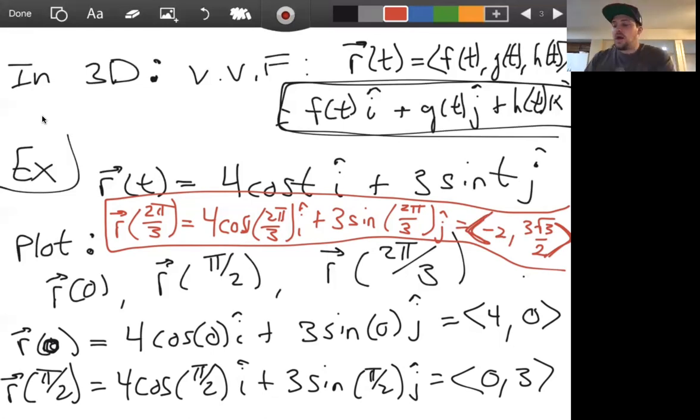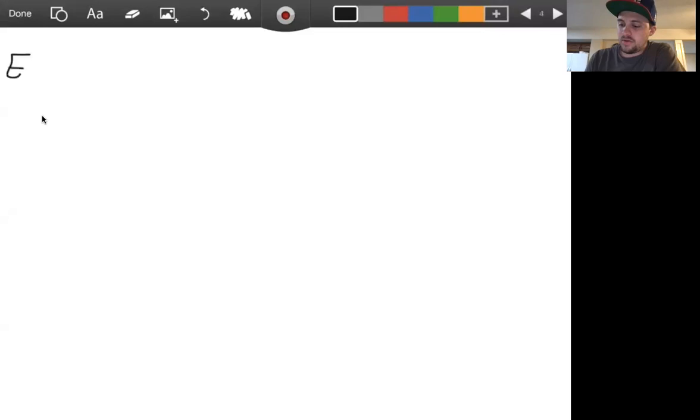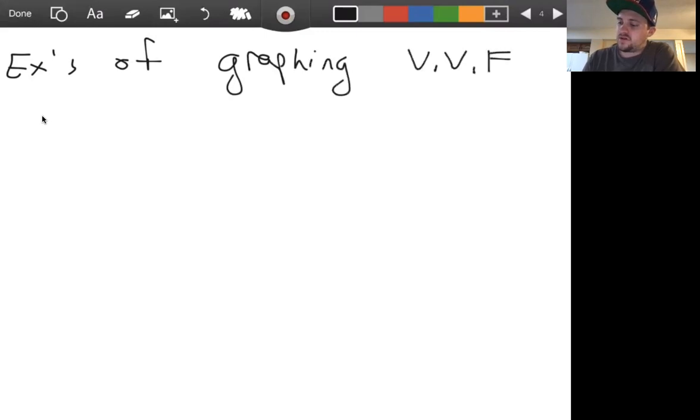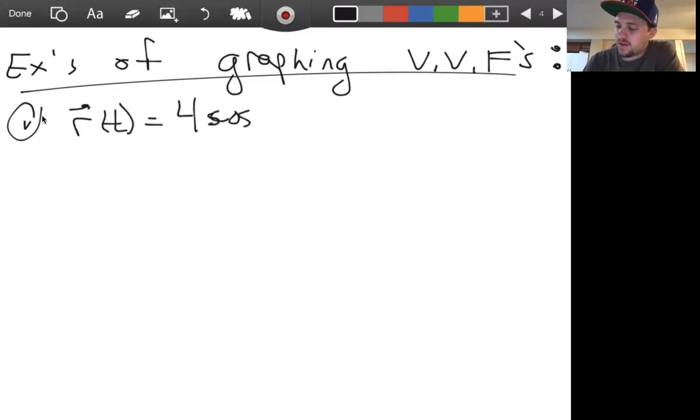So here's how we plot points, and plotting points is what we'll use to graph vector valued functions. So let's see some examples of graphing vector valued functions. Okay, let's start with a 2D picture, and then we'll do a second example that's a 3D picture. So let's look at the vector valued function given by what we just looked at: 4 cosine t i hat plus 3 sine t j hat.